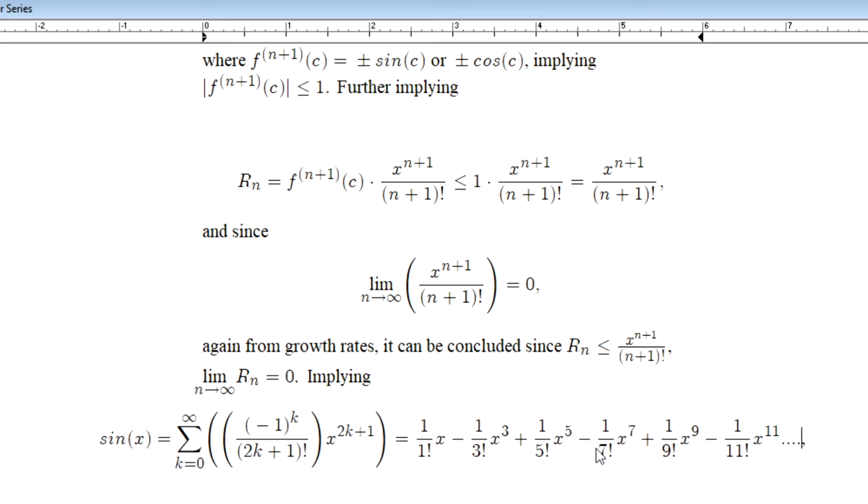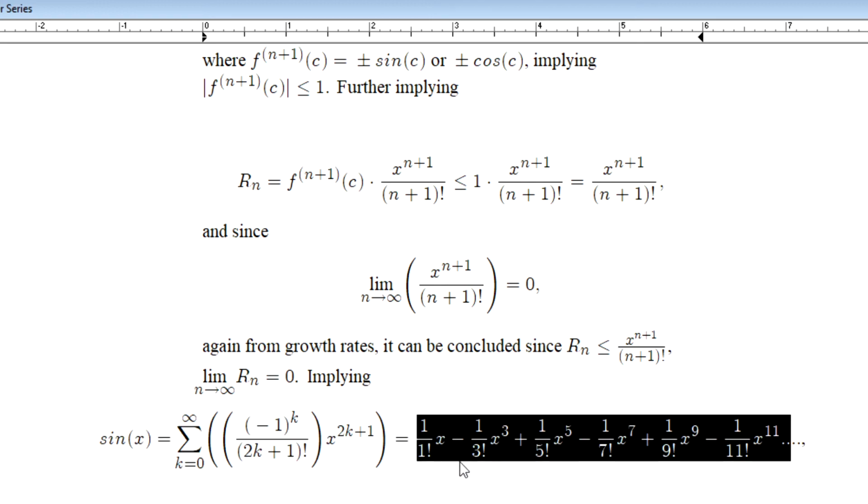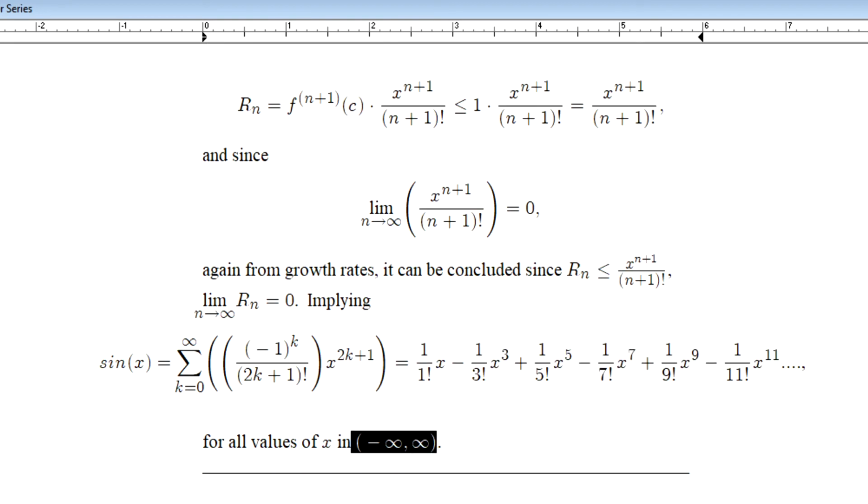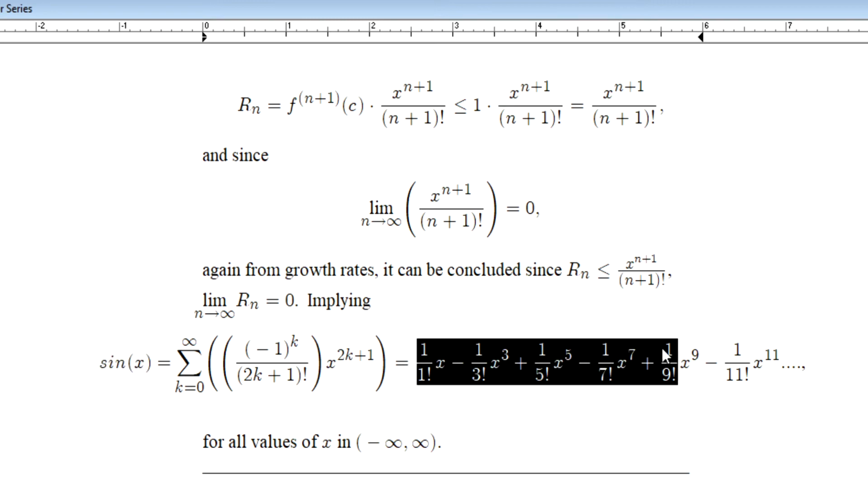Dot, dot, dot, dot, right? So the sine of x must now be said to be equal to this infinitely long polynomial, right? And it equals that for every single possible value of x that we can have in the sine function, right? For every single possible value of x we can have in a sine function, we can find its value by using this infinitely long polynomial with respect to x.